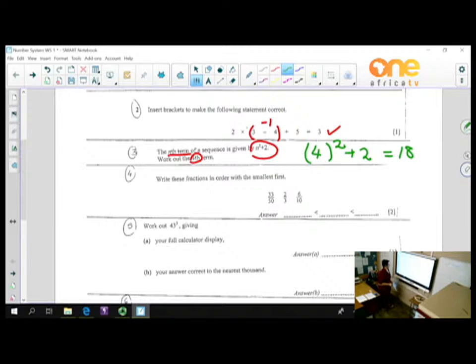Write these fractions in order with the smallest first. Now when we get these comparisons, we have to change them to the same thing. Percentages, or usually we change them to decimals. So 33 divided by 50 is 0.66. 2/3, to divide by 3, is 0.667 recurring. And 6 divided by 10 is 0.6.